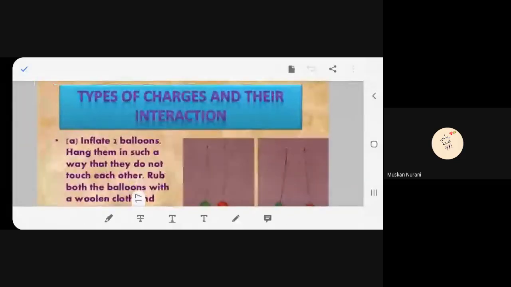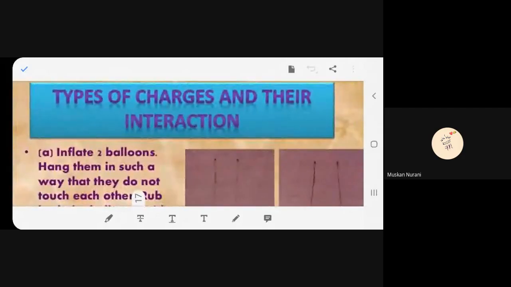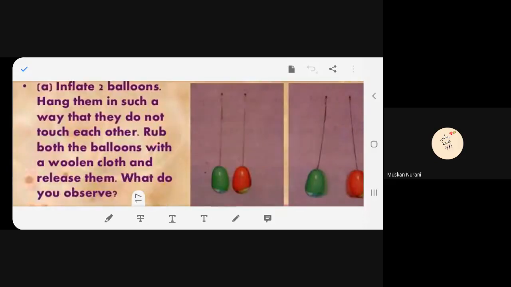Again the same thing, revision rather: types of charges and their interaction. Activity. Number A. Inflate two balloons. Hang them in such a way that they do not touch each other. Rub both the balloons with a woolen cloth and release them.